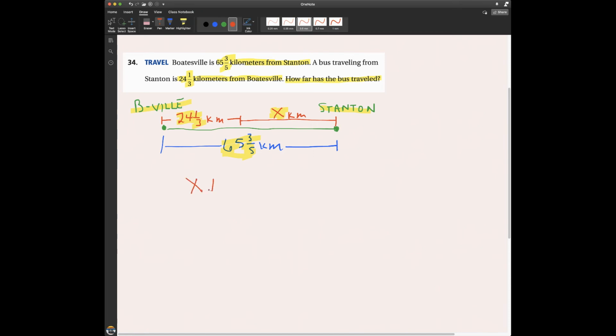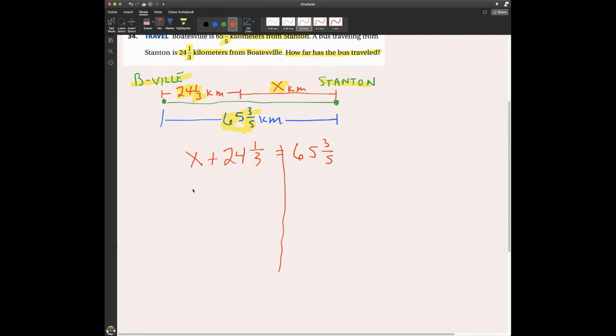It would be x plus 24 and 1/3 equals 65 and 3/5. So let me do this part again. I'm going to draw that a little bit bigger. There we go. So let's go ahead and solve this equation. What do I need to do? Well, I always like to write these as improper fractions first. I find it helpful because we're going to have to do it eventually anyway.